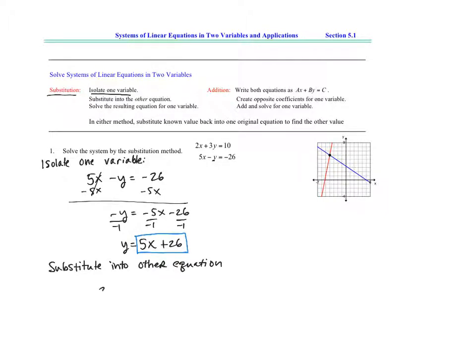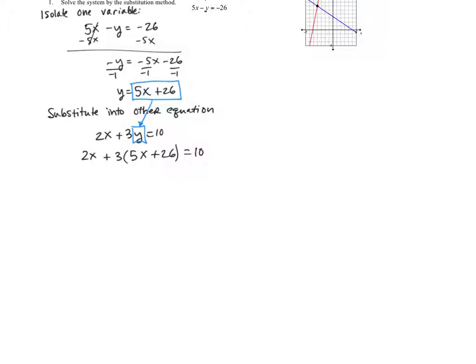Okay, so my other equation is 2x plus 3y equals 10. And instead of writing y, I'm going to write 5x plus 26. So I'm going to just substitute what I just found for y into that other equation. So here we go. We've got 2x plus 3 times y. We're going to put in a 5x plus 26 equals 10, and then we can simplify that a little bit.